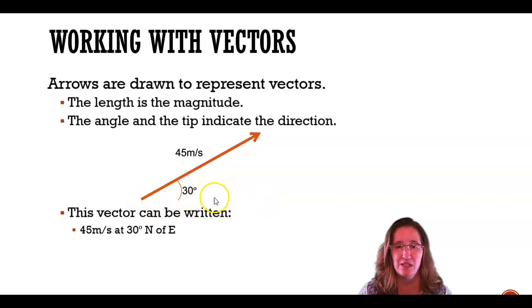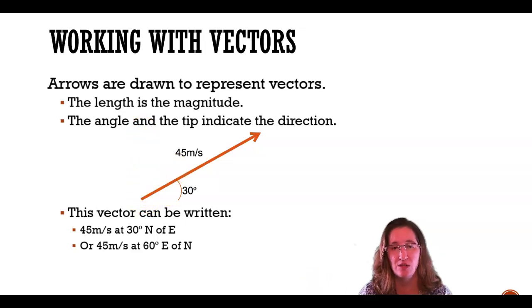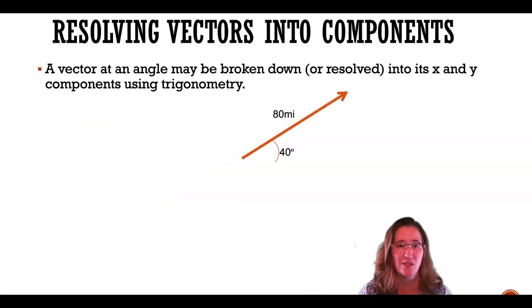So here's my east, it's north of it. The other way that you could write this same vector, if you used the 60 degrees, which would be off of the y-axis, that could also be done. You could say it's 60 degrees east of north. So north would be your y-axis, it would be east of it, 60 degrees. So those are two ways to write the same vector.